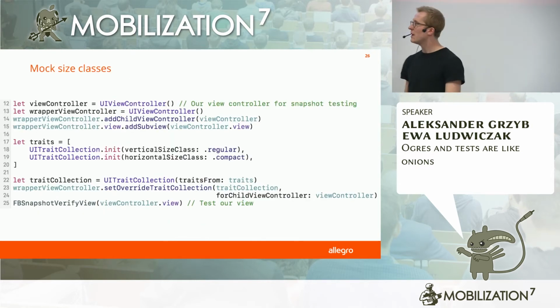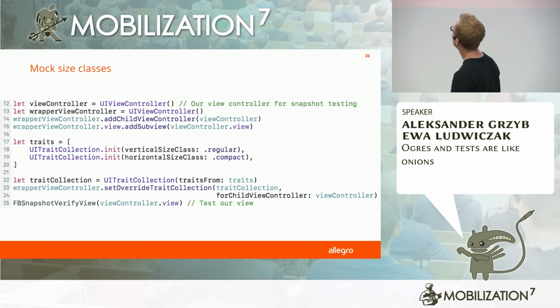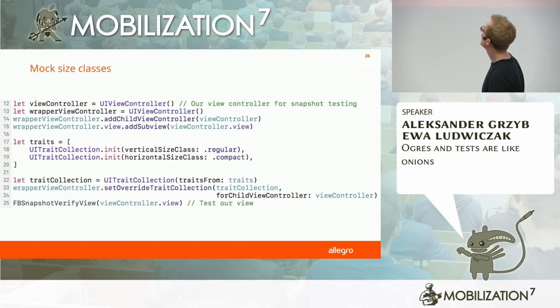And to show you a little bit of code of how we are doing this, unfortunately, Apple doesn't provide an easy way to mock size class and dynamic font sizes. So we need to come up with some hacky ways to do it. To mock size classes, we firstly need to get our view controller that's under test, add it as a child to some wrapper or parent view controller, and define the traits that we want to use. In this example, it's vertical size class and horizontal size class, and we call override trait collection on the wrapper view controller.